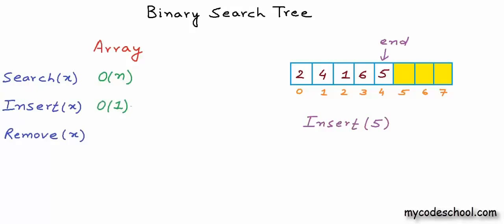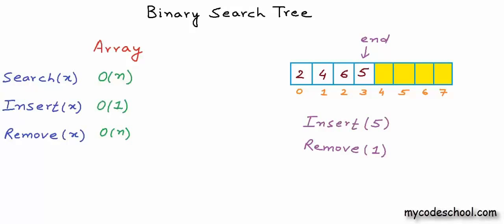Okay, now what about removal? Let's say we want to remove 1 from the collection. What we'll have to do is we'll have to shift all records to the right of 1 by 1 position to the left, and then we can decrement end. The cost of removal in worst case, once again, will be big O of n. In worst case, we will have to shift n minus 1 elements. Here the cost of insertion will be big O of 1 if the array will have some available space.